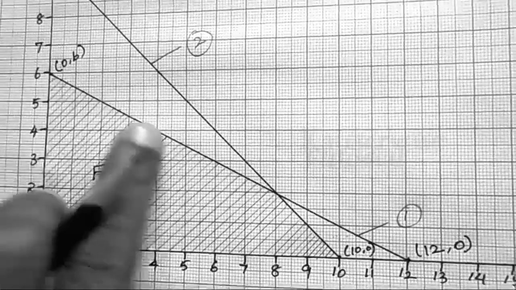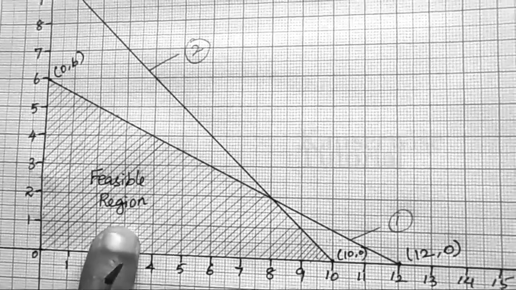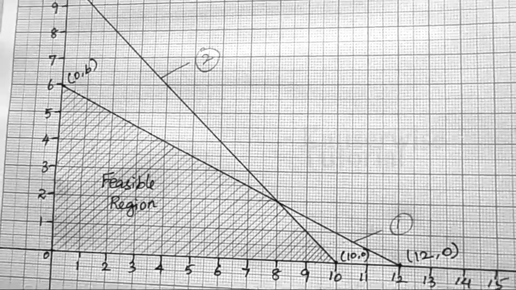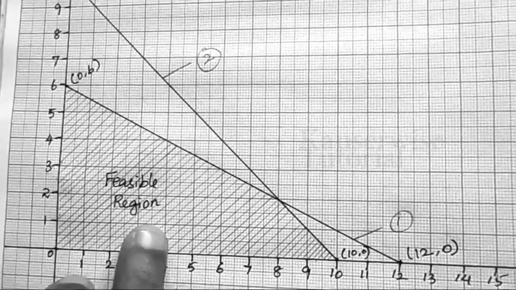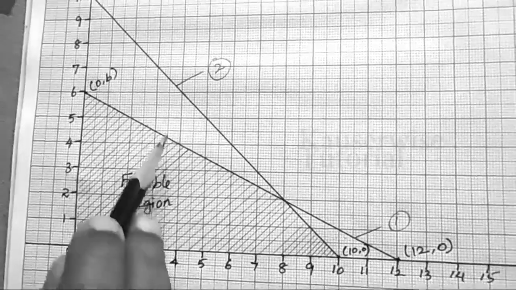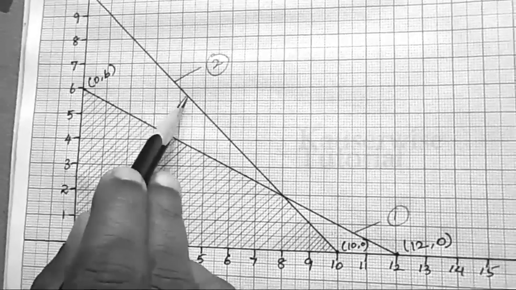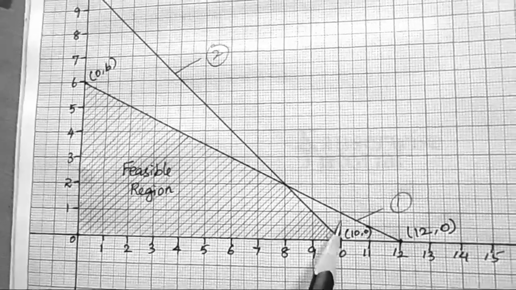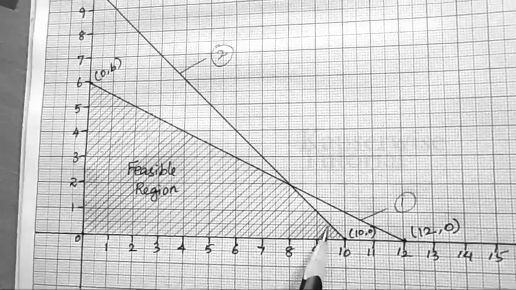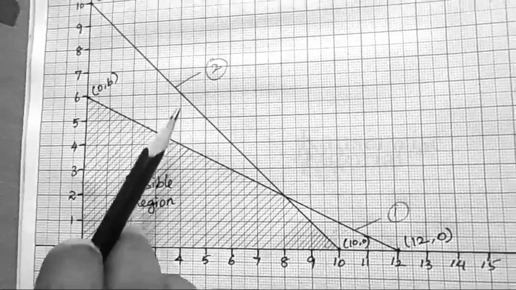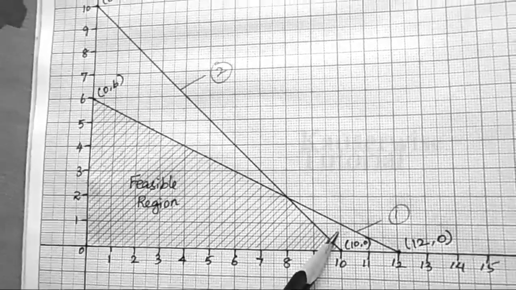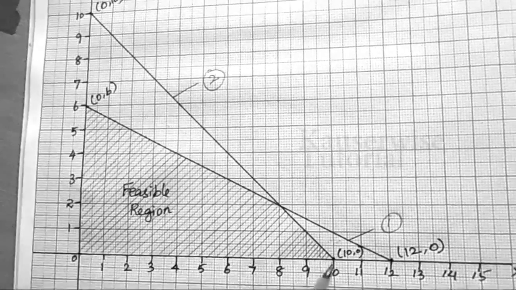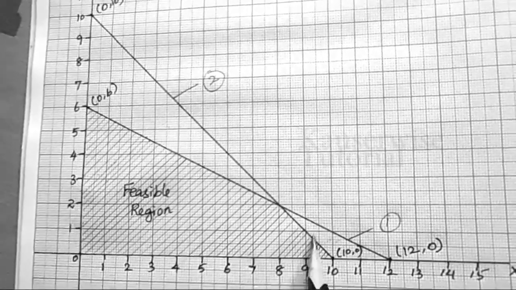See, the shaded portion is the feasible region. In order to find the feasible region, both the constraints are less than or equal to, so the feasible region should be below the 2 lines. If we select this one, this will be under the second constraint but above the first constraint. If we select this region, this will be under the first constraint and above the second constraint. So these are the 2 regions which are not feasible. So this is the feasible region. Why? Because this particular shaded portion is below both the lines.